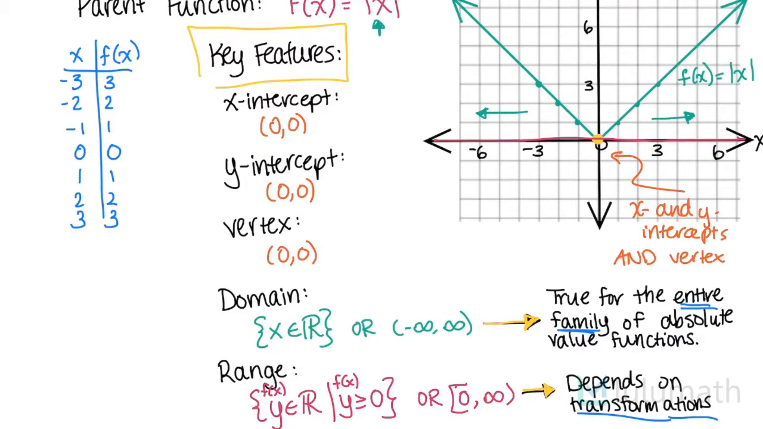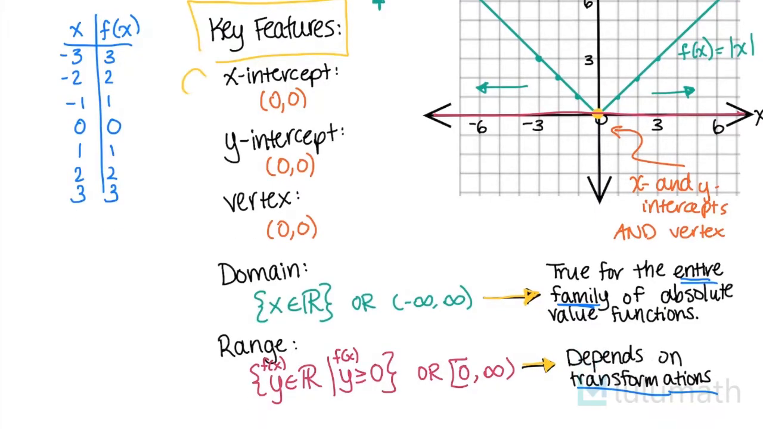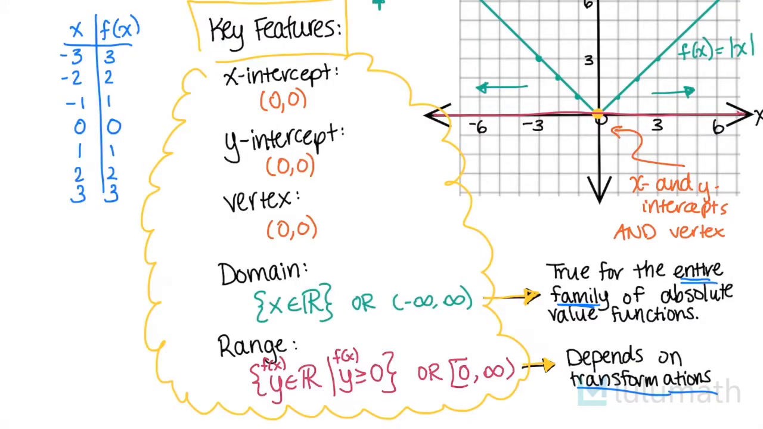Because the transformations are going to change where this vertex is. So our lowest point will be somewhere else, and it might even flip or reflect the graph over, making that vertex a maximum instead of a minimum. And we'll get into all that stuff when we look at transformations of graphs. But these are our key features of our absolute value parent graph.